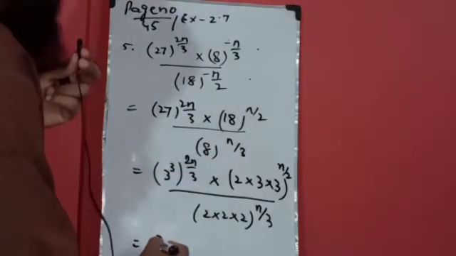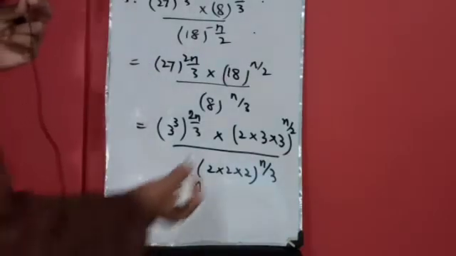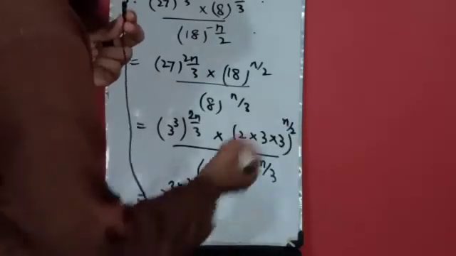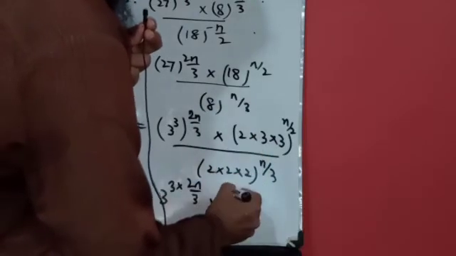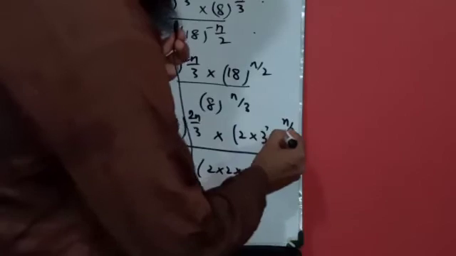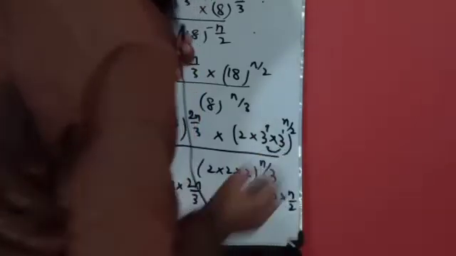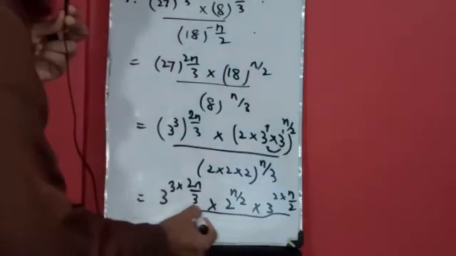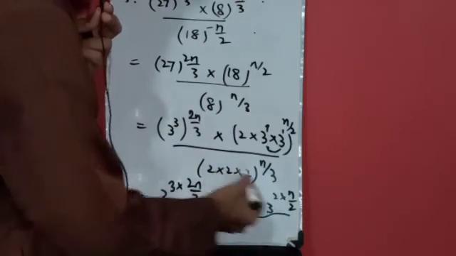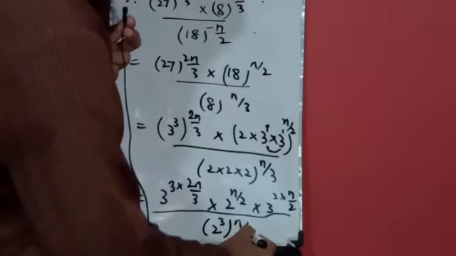It comes as 3 raised to power 3 into 2n upon 3, and we write 2 raised to power n upon 2. 2 3s come, that means 3 raised to power 1 plus 1, it comes as power 2. We write 3 squared into n upon 2. Similarly, in the denominator, 2 comes 3 times, that means we add all the powers of 2, since the bases are the same, it comes as 2 raised to power 3 raised to power n upon 3.